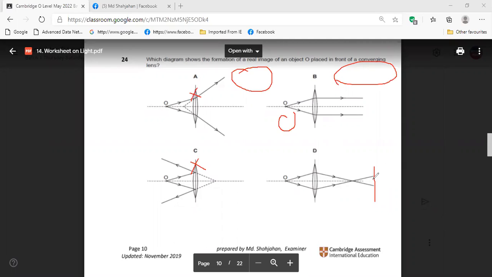Are you clear what I'm saying? This ray from the upper side is going down, and from the lower side is going up. So it's inverted. Always in a real image, the image will be vertically inverted. That's why the answer is D. Okay, 24 is done. The answer is all right, your answer.